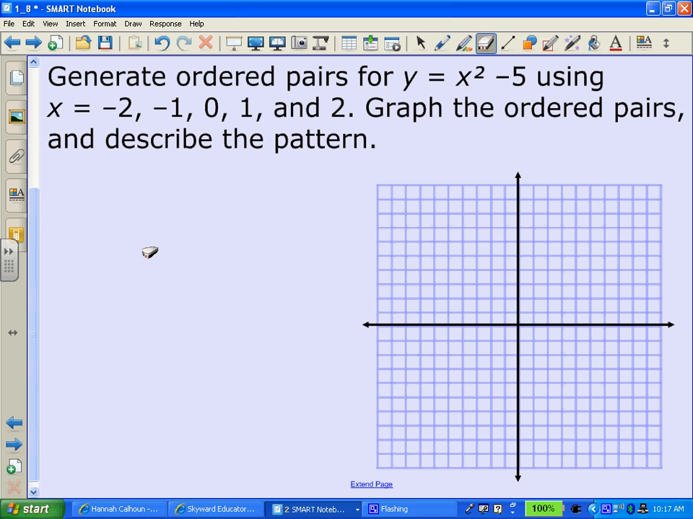I'm really bad at drawing straight lines on this thing. Let me try that again. I'm just going to get a straight line from up here.